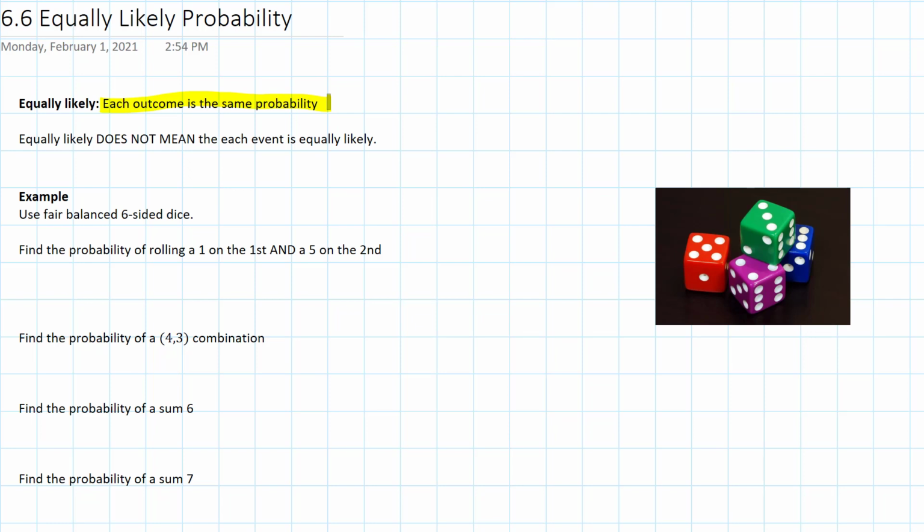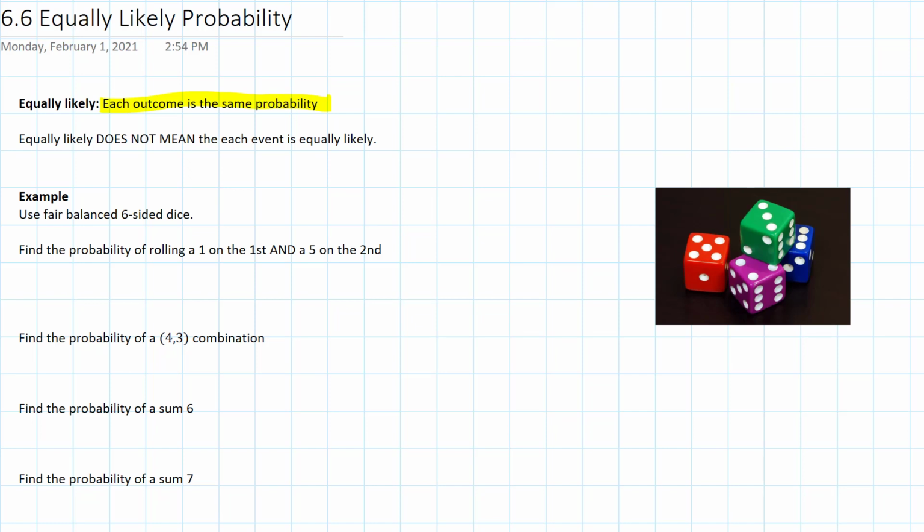So if you roll a die, then one outcome would be whatever number shows up, but the event would be a combination of outcomes. Events are more complicated than outcomes in general. So let's do just a quick example based off of that. We're going to use a fair, balanced, six-sided die. Otherwise, this doesn't work out well.